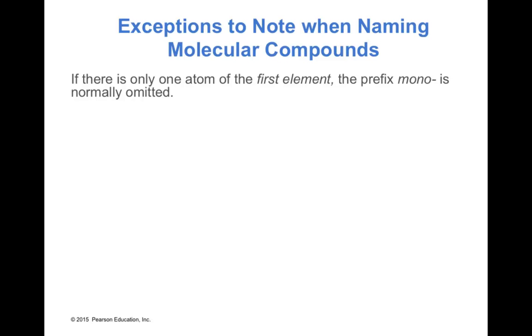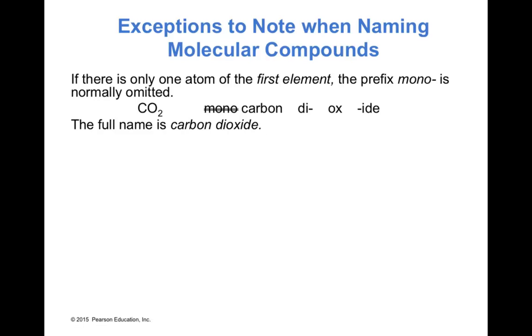Exception to note when naming molecular compounds: if there is only one atom of the first element, the prefix mono is normally omitted. Okay, we don't use that much the prefix mono. So we have CO2, instead of monocarbon, it's just carbon, and di because we have two, ox for the oxygen, and -ide, the ending. So that's why it's carbon dioxide, the name of this molecule. We don't use the mono because basically it's just one, so we assume that we have just one of them.